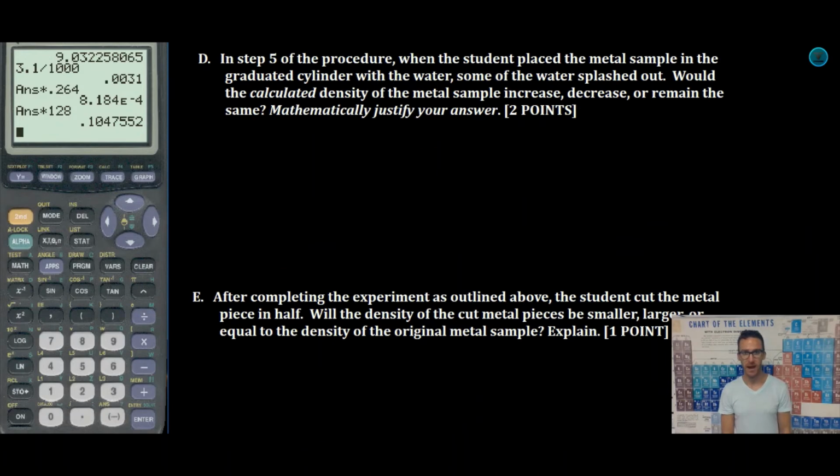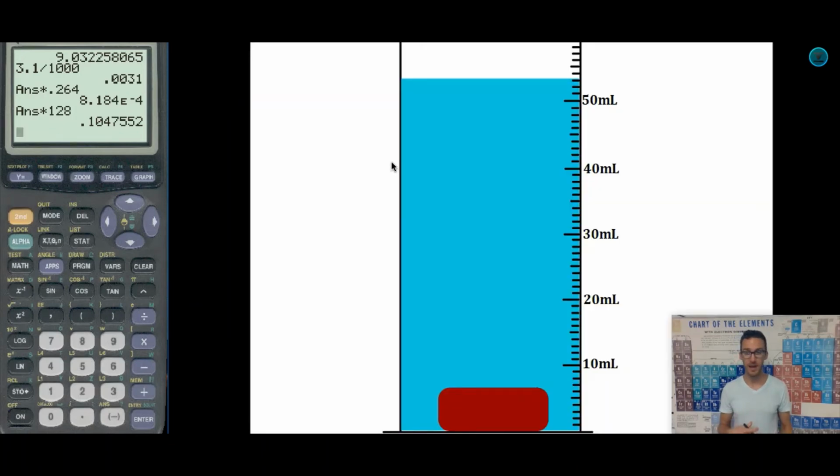Part D. In step 5 of the procedure, when the student placed the metal sample in the graduated cylinder with the water, some of the water splashed out. Would the calculated density of the metal sample increase, decrease, or remain the same? Mathematically, justify your answer. Let's go back and think about how we got the data in our data table. The mass of our metal sample isn't going to be changed by water splashing out of the graduated cylinder. That was determined before we added any water. However, the volume of our metal sample will be affected by water splashing out.